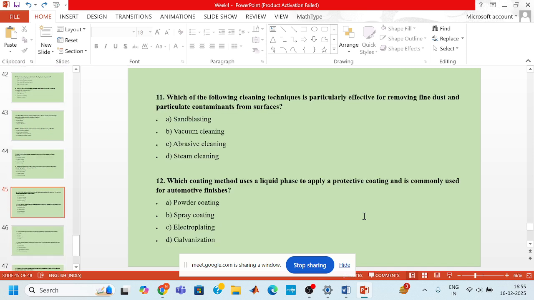Now the next question is, which of the following cleaning techniques is particularly effective for removing fine dust and particulate contaminants from the surface? Options are sandblasting, vacuum cleaning, abrasive cleaning, and steam cleaning.